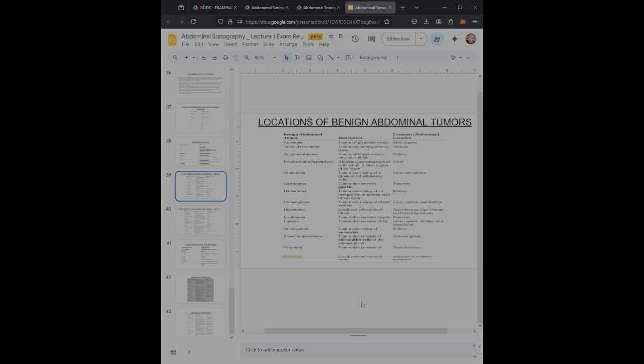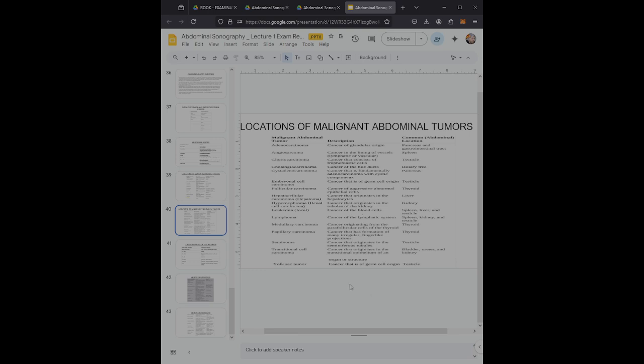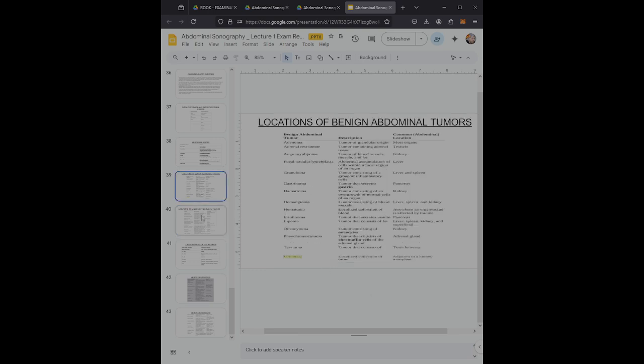Urinomas are localized collections of urine, and these are adjacent to kidney transplants. So these are all benign abdominal tumors, and note that a large number of benign abdominal tumors have the suffix oma: oncocytoma, pheochromocytoma, teratoma, urinoma, lipoma, insulinoma, hematoma, and so on and so forth.